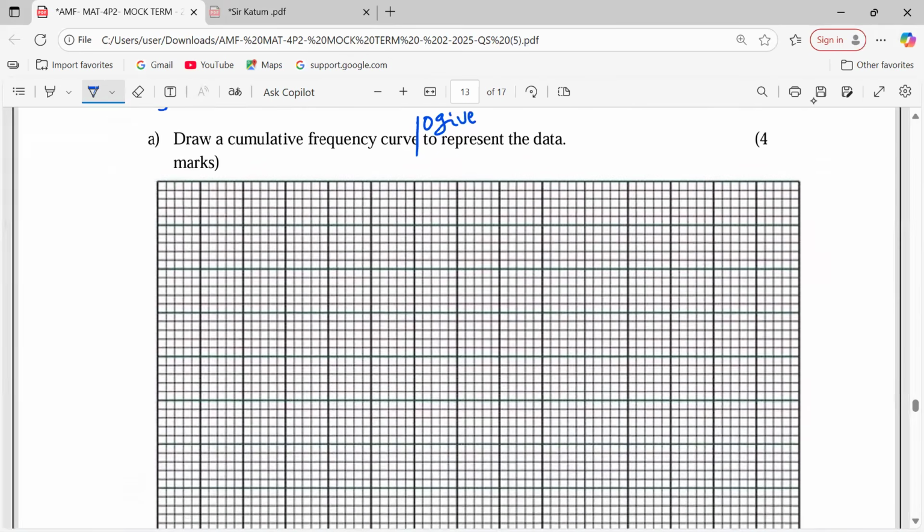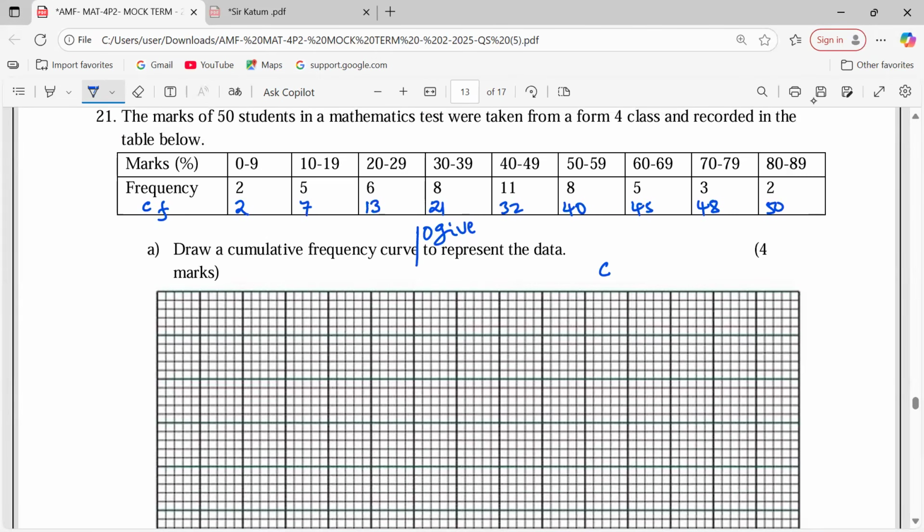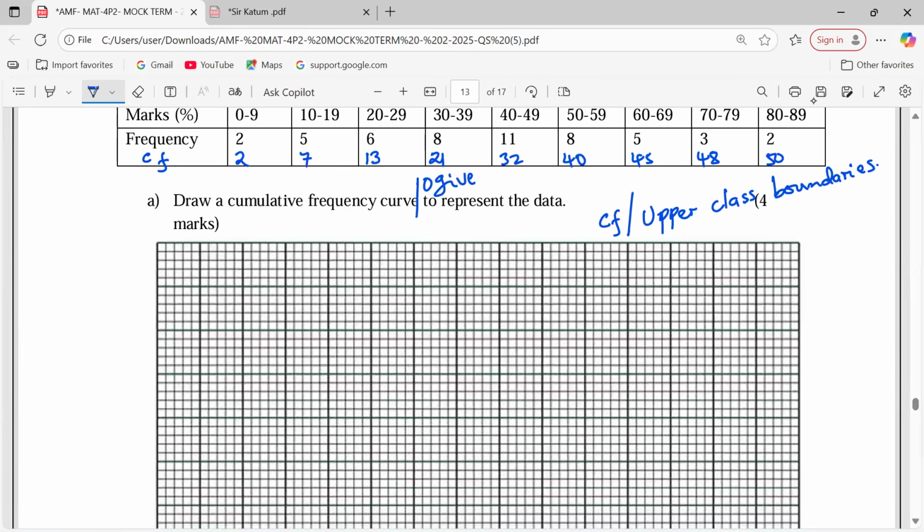Now, for us to get a cumulative frequency curve, we plot cumulative frequencies against upper class boundaries. Actually, for every statistical graph, you're just supposed to know what you plot against what to get the particular graph. So for cumulative frequency curves, we plot cumulative frequencies against upper boundaries for each class.